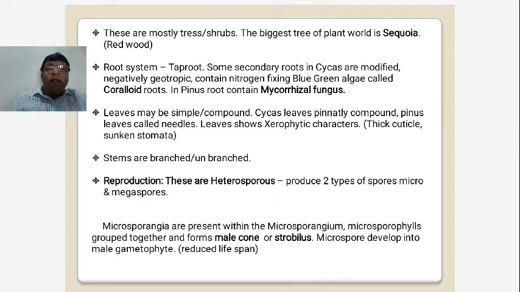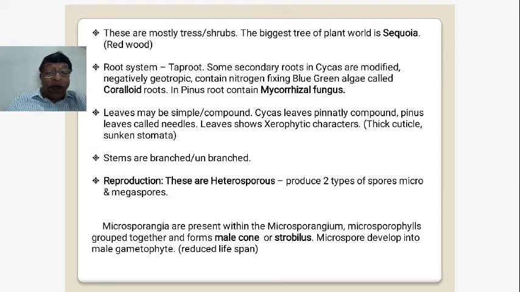If we examine another plant by name Pinus, the root system, as usual, is taproot system. But the roots of this Pinus plant contain fungus. Such roots are called mycorrhizal roots. A very important term for CET or NEET examination. Both coralloid root and mycorrhizal root. The mycorrhizal fungus helps in absorption of water. In turn, it gets protected. Okay. That's all about the root system.